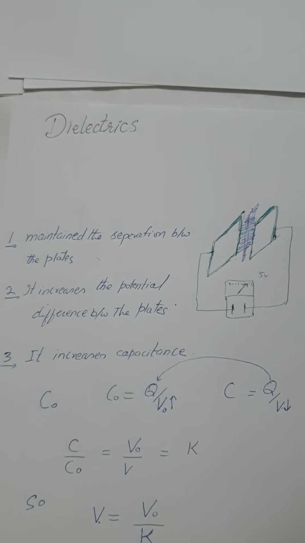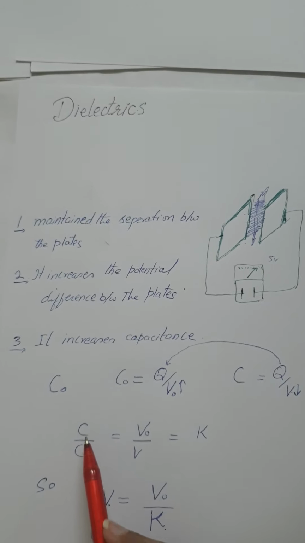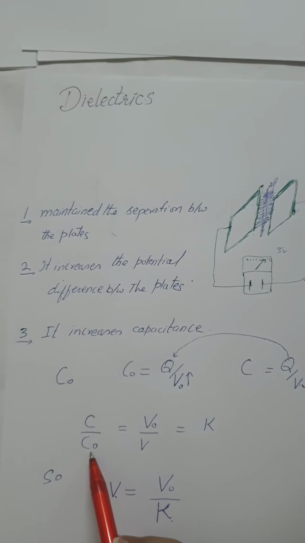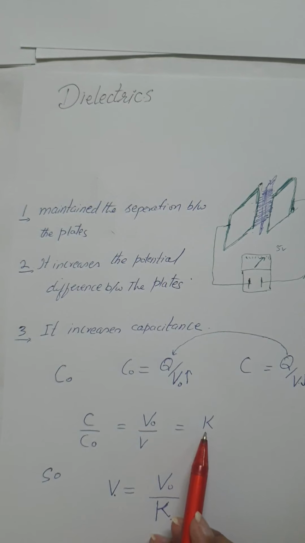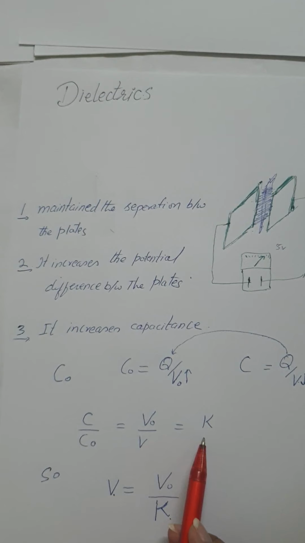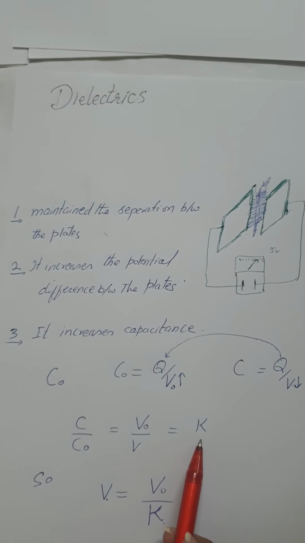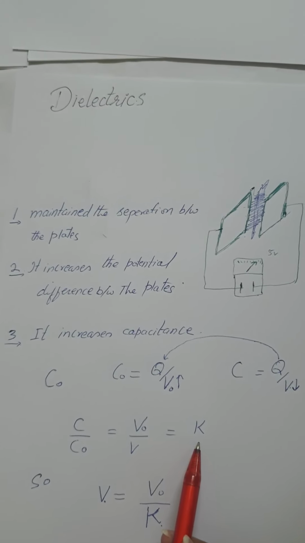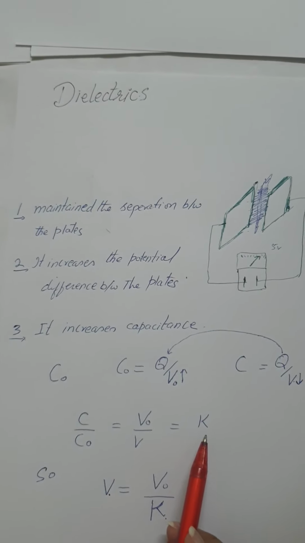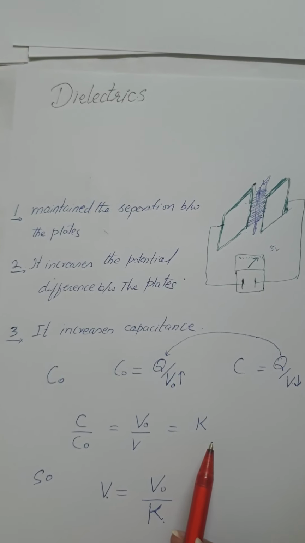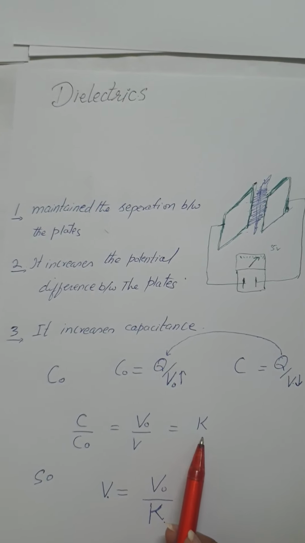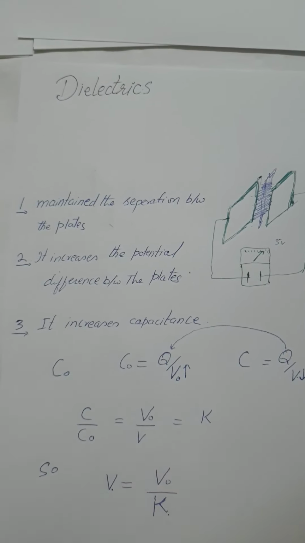The other thing is, when we put a dielectric, the capacitance C is always greater than C naught. It means that K is always greater than unity. For vacuum, K is equal to 1. For air at ordinary temperature and pressure, it is slightly greater than 1, 1.006, nearly equal to 1. So sometimes instead of vacuum we can also use air as a medium in the capacitors.